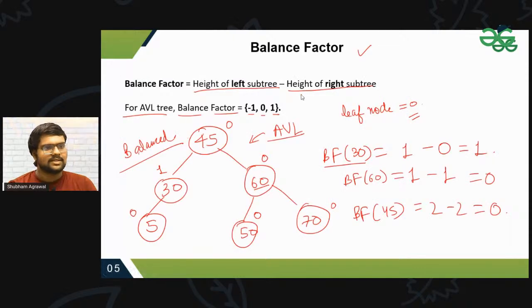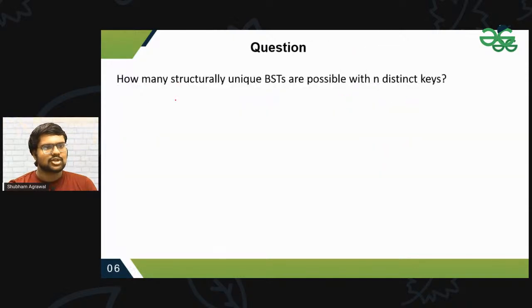So let's see one question. How many structurally unique BSTs are possible with n distinct keys? In BSTs, suppose that we have n equal to 3. How many structurally unique BSTs are possible? Structurally unique means if we have 3 nodes, n is equal to 3.